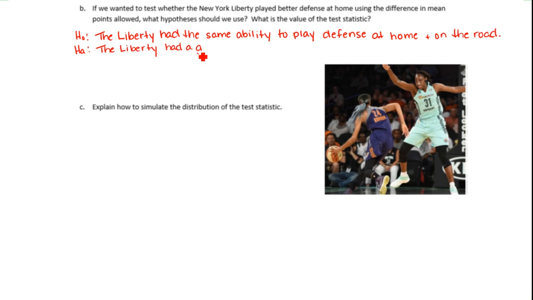My mean for home is 70.6, and my mean for away is 79.3. So if I do my test statistic, it would be 70.6 minus 79.3, which is negative 8.7.